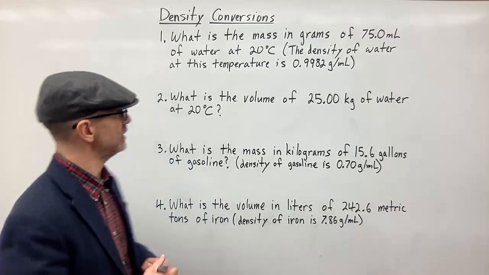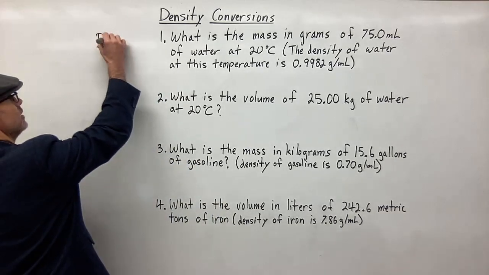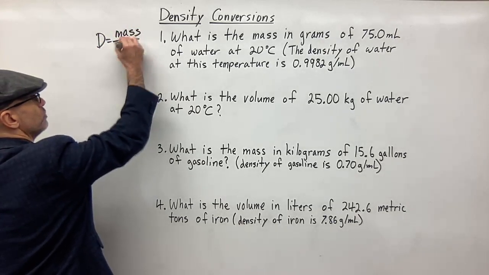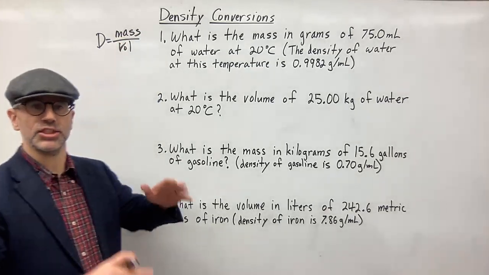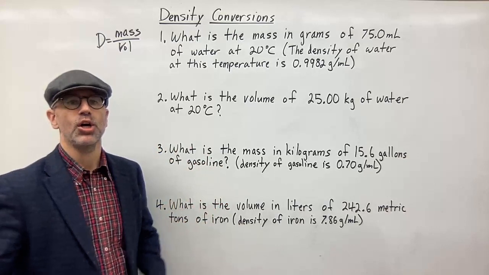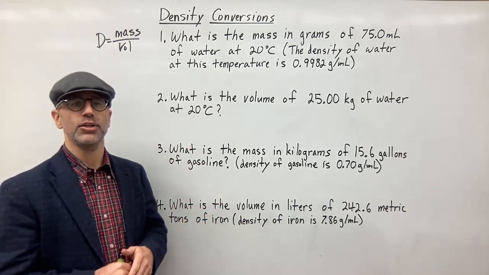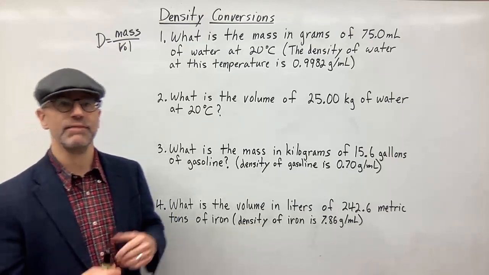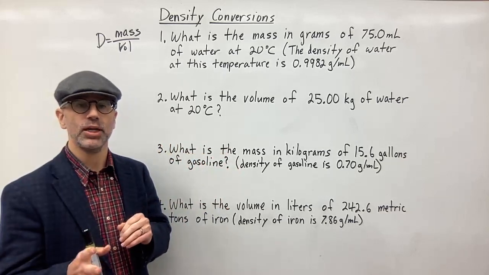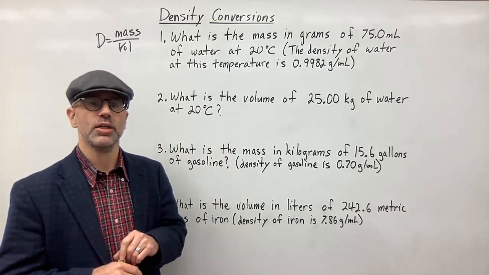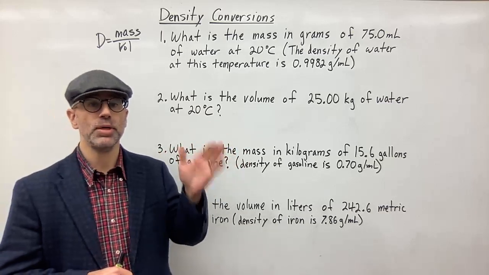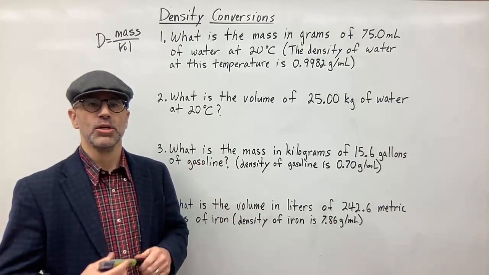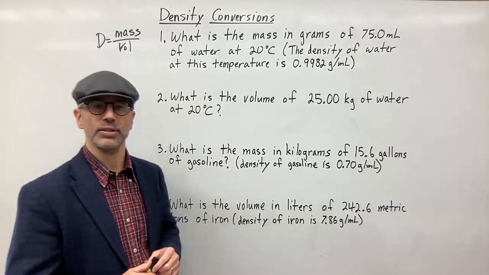So as we know, density is equal to mass over volume. Because there's a relationship in density between mass and volume, you can use density as a conversion factor to convert between masses and volumes. Typically, density is going to be given in grams per milliliter. So you can always convert. If you have the density in grams per milliliter, then you can use that to convert between grams and milliliters. So let's go over a few examples so I can show you how this is done.